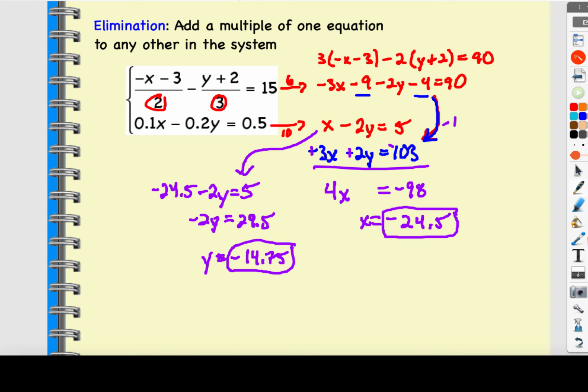Again, if we can get those into simpler linear equations, right, where we don't have those fractions and decimals going on, sometimes that's a very helpful process.